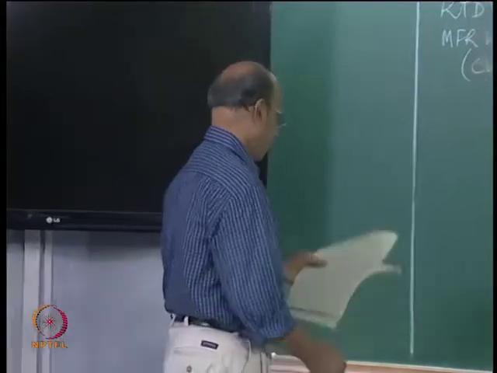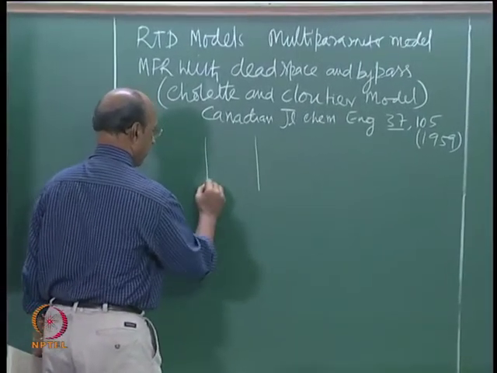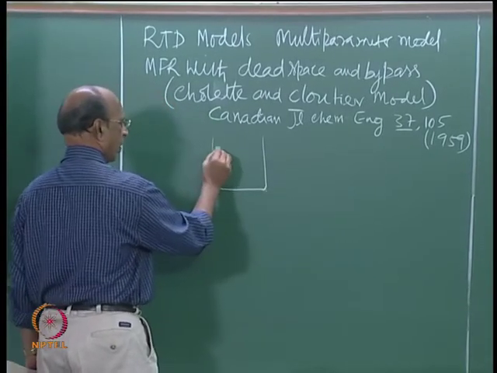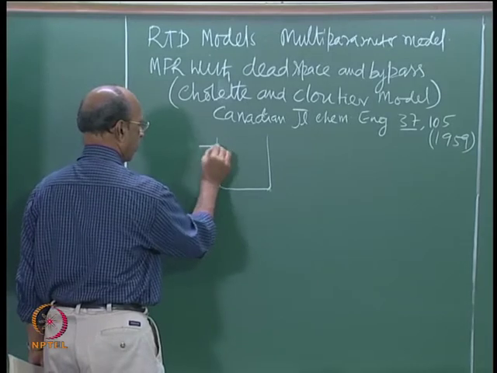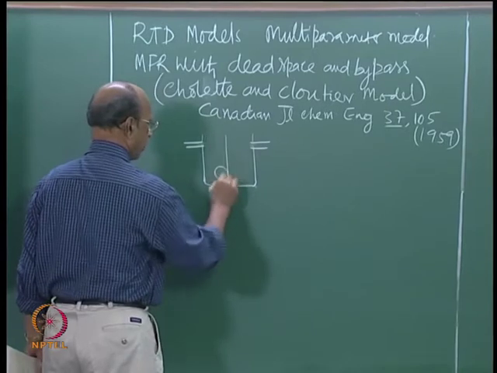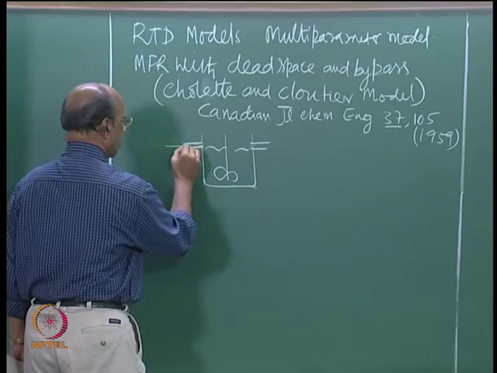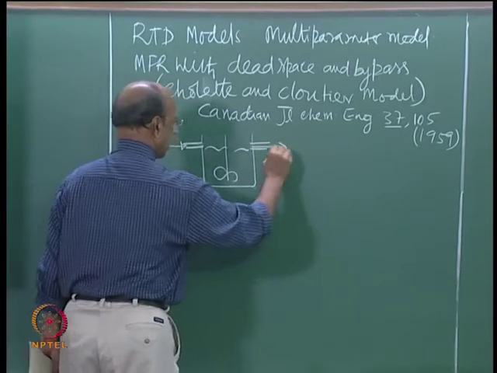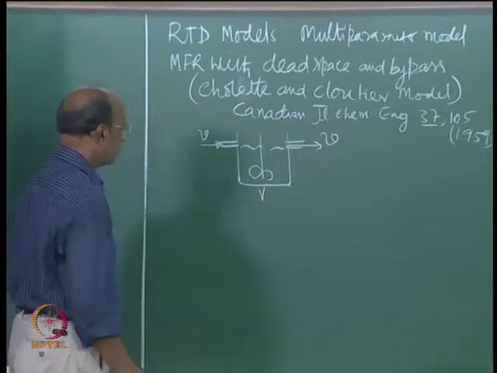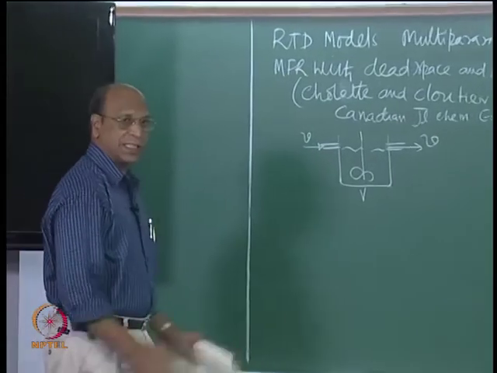Okay. So, normally what we visualize here is a CSTR, something like this. Continuously we have the fluid entering and continuously coming out, with volumetric flow rate V, and we have a stirrer. So, this is the actual real mixed flow reactor.